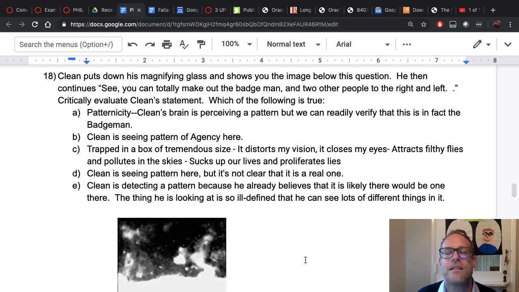C, trapped in a box of tremendous size, it distorts my vision, it closes my eyes, attracts filthy flies and pollutes in the skies, sucks up our lives and proliferates lies.